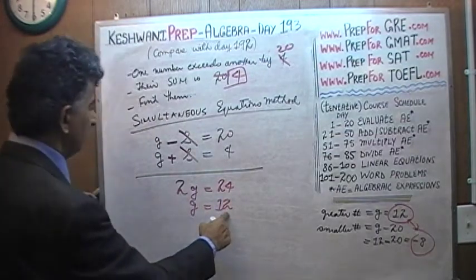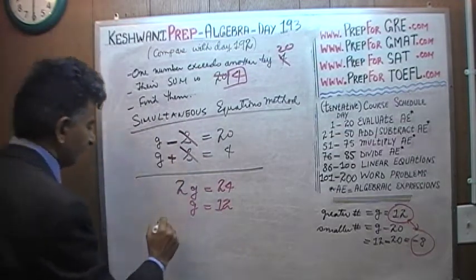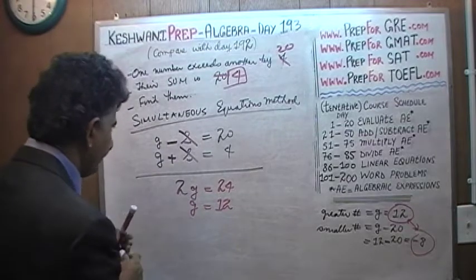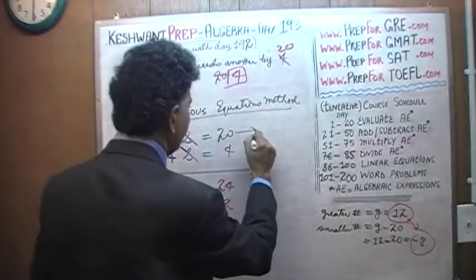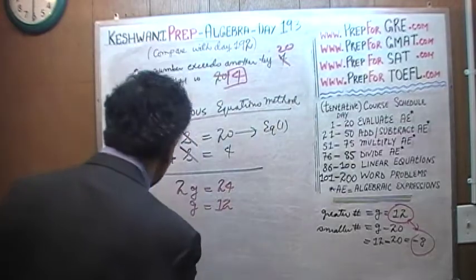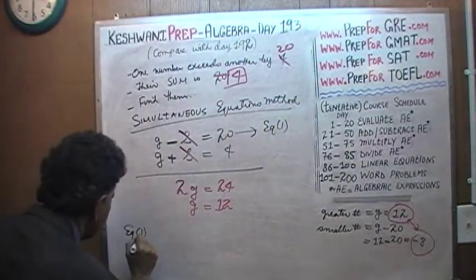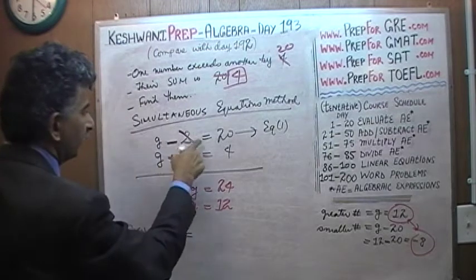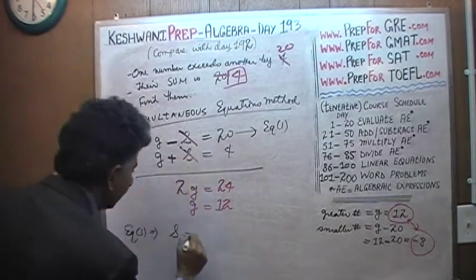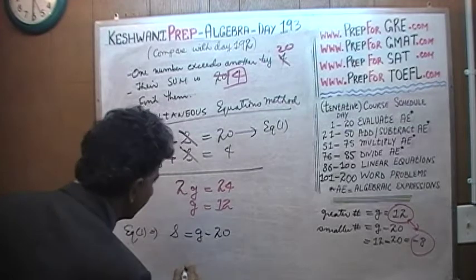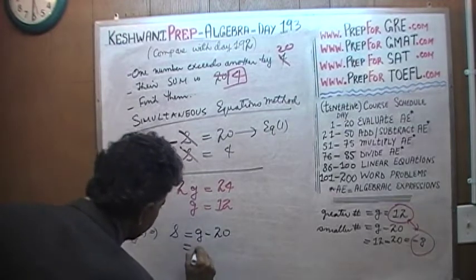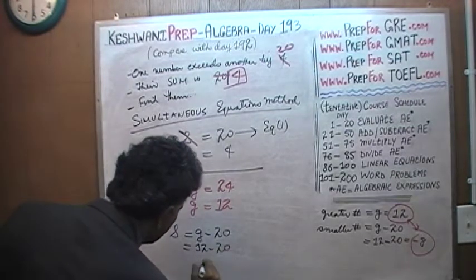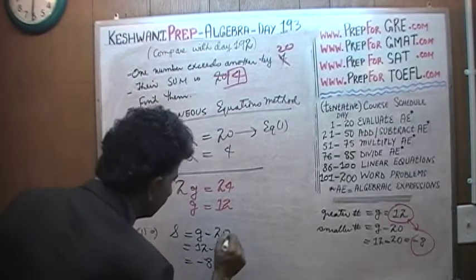If G equals 12, then here we say G minus S. Let's call it equation 1. Equation 1 tells us that the small number must equal, if we bring the S to the other side, G minus 20. G is 12, so it's 12 minus 20, or negative 8.